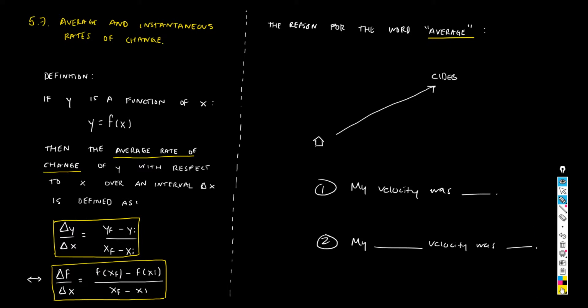So when somebody asks you, okay, what was your velocity throughout the journey? You can just say, my velocity was 90 kilometers per hour. And that is perfectly okay. And what that means is that you kept that velocity constant throughout the journey, 90 kilometers per hour. Simplest case scenario, when the quantity of interest is not changing.